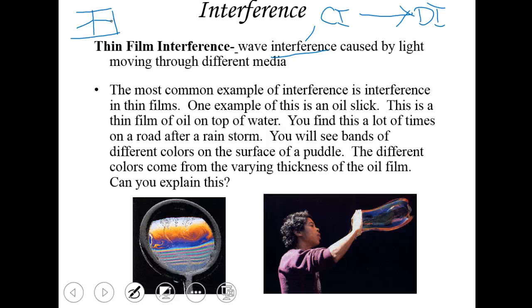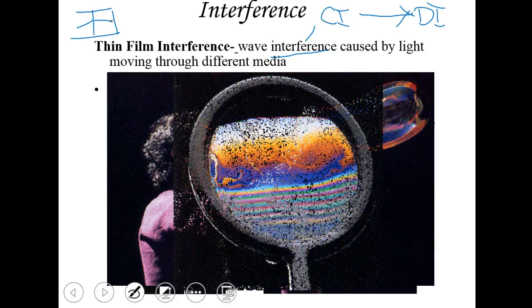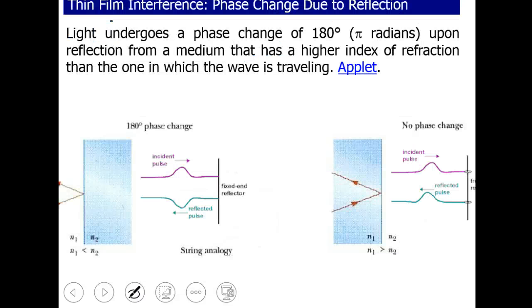The most common example that you're familiar with of thin film interference is oil or soap bubbles, things like that, where you see this kind of rainbow quality. You can usually see it after a good day of rain, which we've had lately. So look around in the parking lots on the ground and you'll see some examples of thin film interference. This is wave interference caused by light.